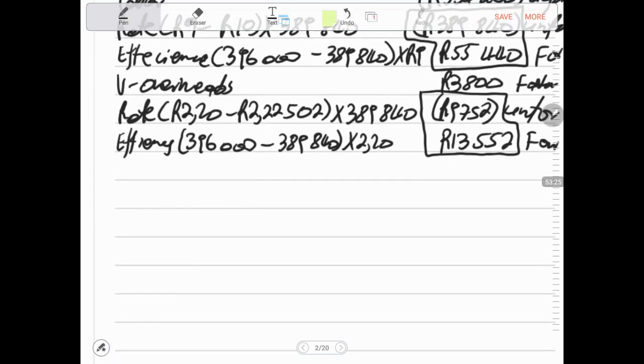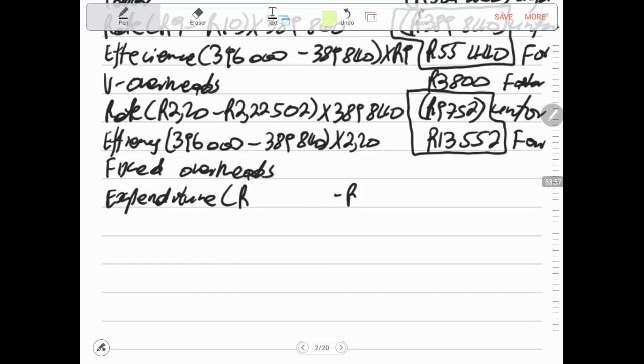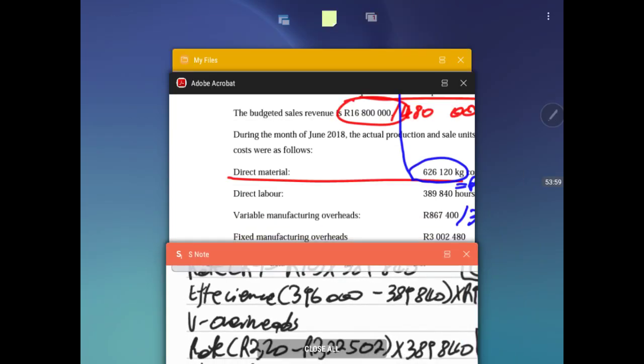Then we go to the last variance, which is the fixed overheads. Our fixed overheads, it is made of the fixed overhead expenditure. We start with the fixed overhead expenditure, which is budgeted fixed overheads minus actual fixed overheads. That is a very simple variance that everyone should be just getting that 1 mark.